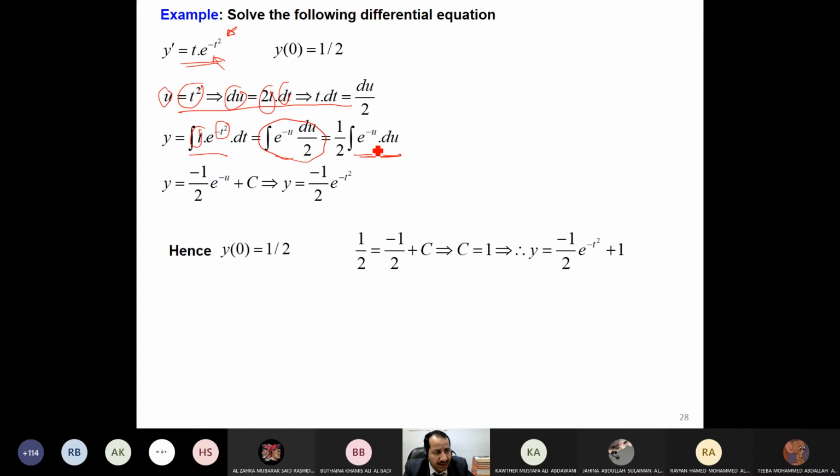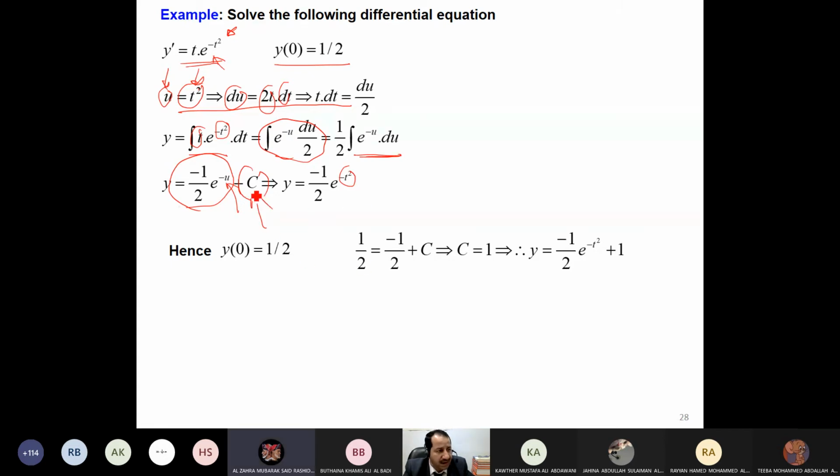Now you tell me, integration of exponential minus u du, what does it give me? Minus exponential minus u. Directly, this is standard, as you can see here. Plus c. That's the end, finish? No, we need to convert u back into t. You see here, u is t squared. I convert it back.